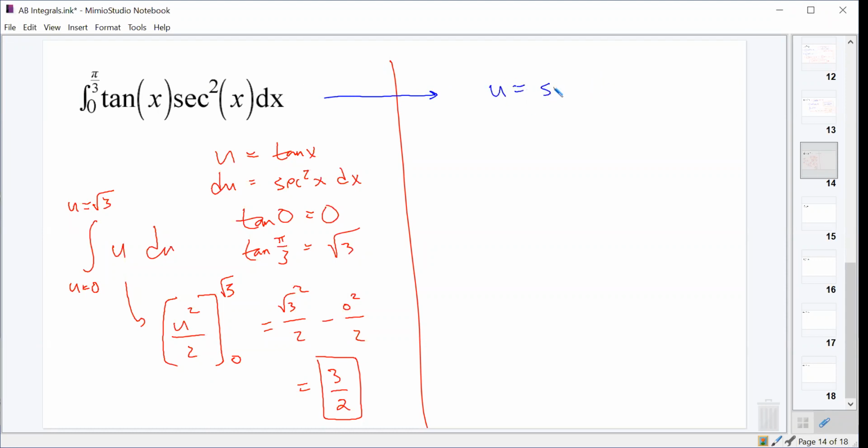Secant squared. Okay, so let's look at secant squared x. If I do u equals secant squared x, that's going to give me du equals 2 secant x, times the derivative of secant x, which is secant x tangent x dx. So I'm going to have 2 secant squared times tangent that I need to get rid of, and I'm also going to have a secant squared in there. So what do we think about that? Too messy.